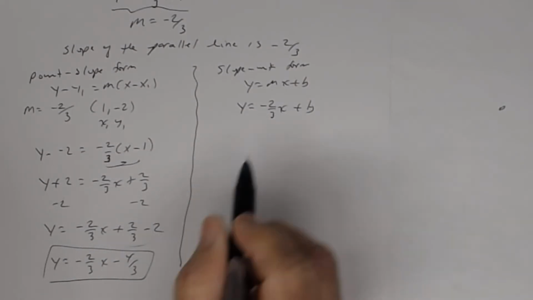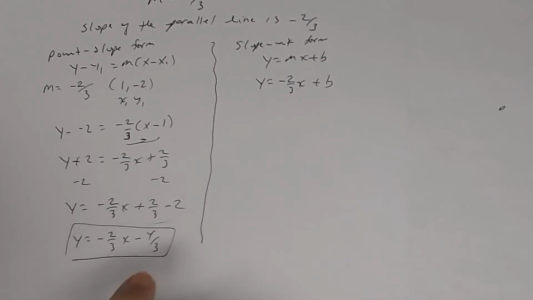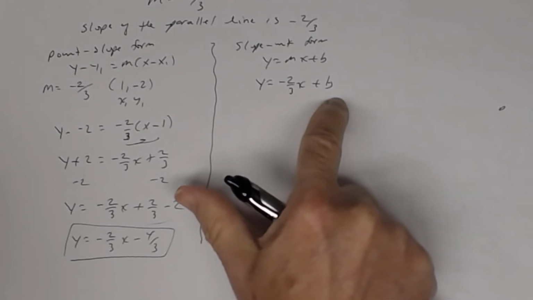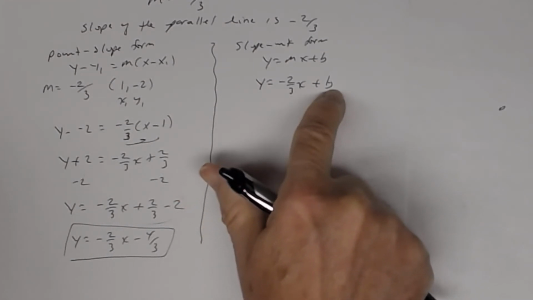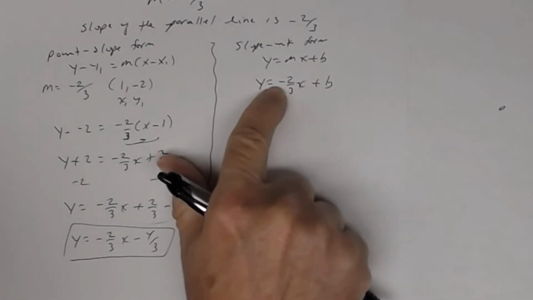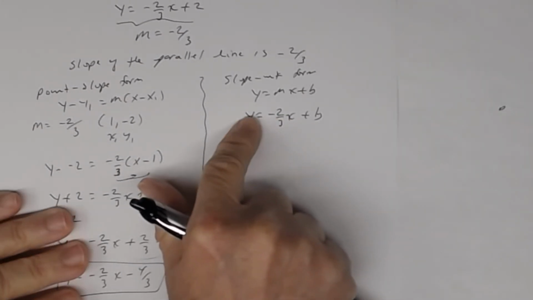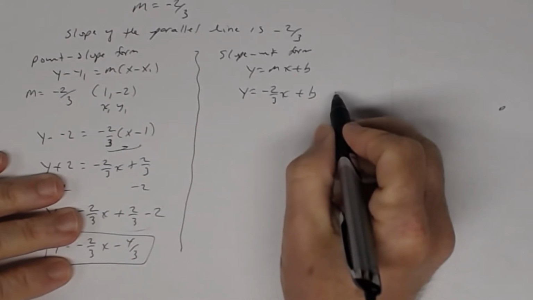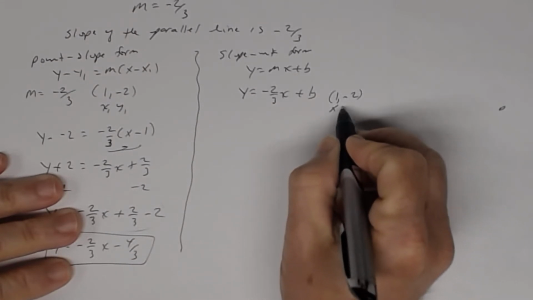So to get it to the slope-intercept form, I've got to know the slope and the y-intercept. I don't know the y-intercept. I got to find it. Well, to find it, I have to know a point on that line. See that x, y? I've got to know a point on the line, which I do. A point on that line is 1, negative 2. So put that here, 1, negative 2. So there's your x, and there's your y.